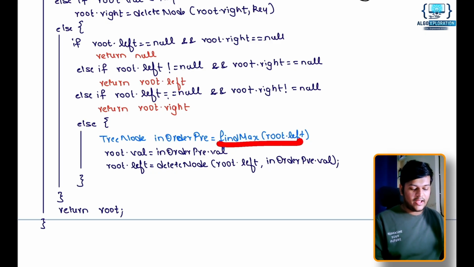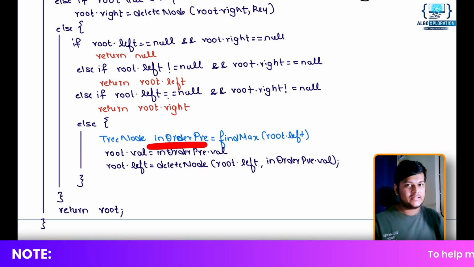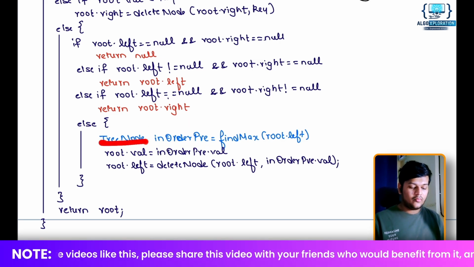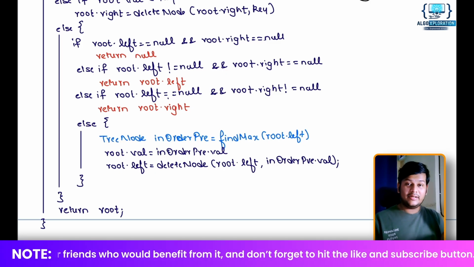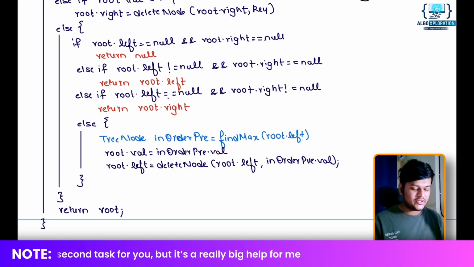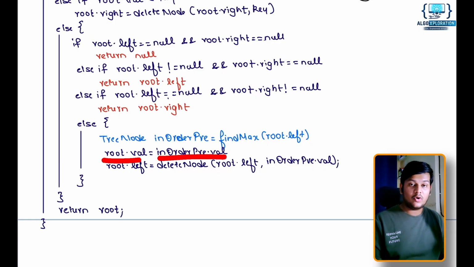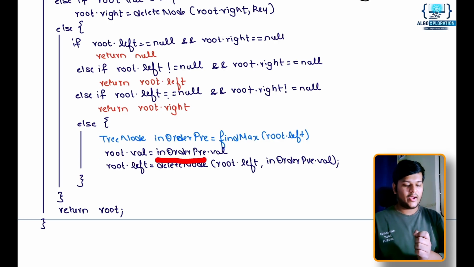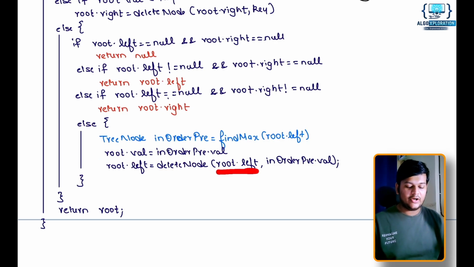Now that value will be stored in inOrderPredecessor. This is the variable that I've created of type TreeNode. Now I just need to take that value and put it in root.val. I'm not swapping it, I'm just taking that value and putting it in root.val. Now again, I need to call the same function, but instead of deleting root.val, I need to delete inOrderPredecessor.val. Hence root.left and inOrderPredecessor. I hope that you got it.